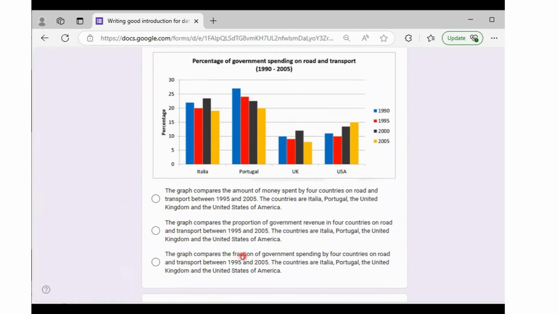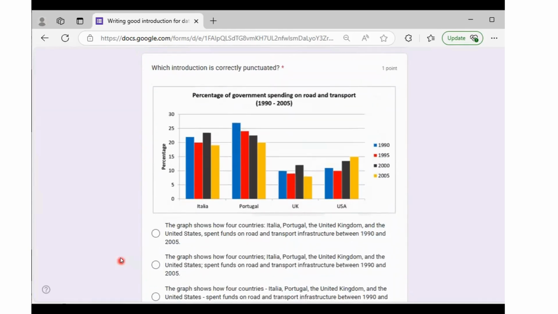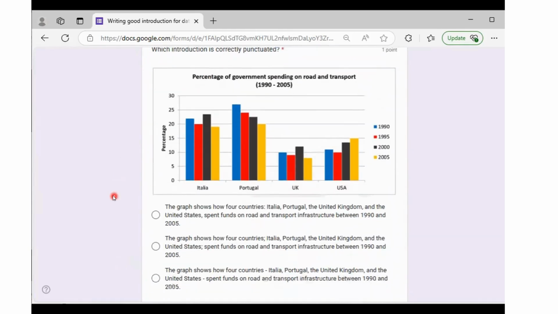The graph compares the fraction of government spending by 4 countries on road and transport. Yes, this third one is correct. This third one is the most accurate. Next one. Which introduction is correctly punctuated?